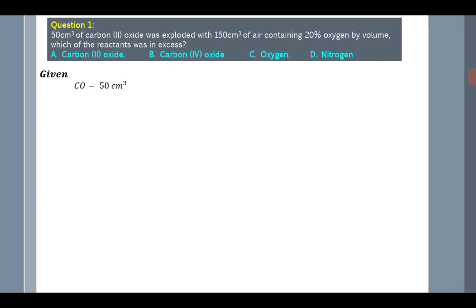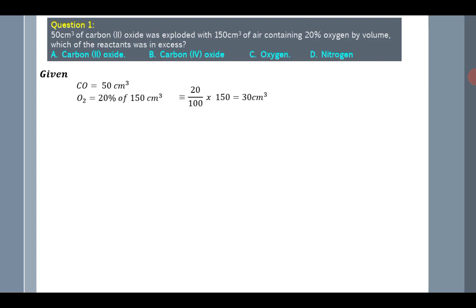To start with, let's look at the given parameters in the question. We have 50 cm³ of the CO, that's carbon(II) oxide, and 20% of the 150 cm³ of air is oxygen. So we can work that out. That will be 20 over 100 times 150 over 1, and that will give us 30 cm³.